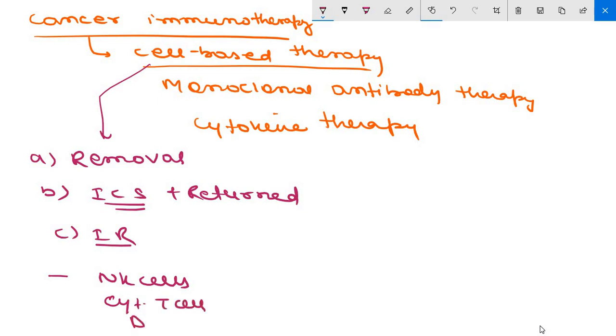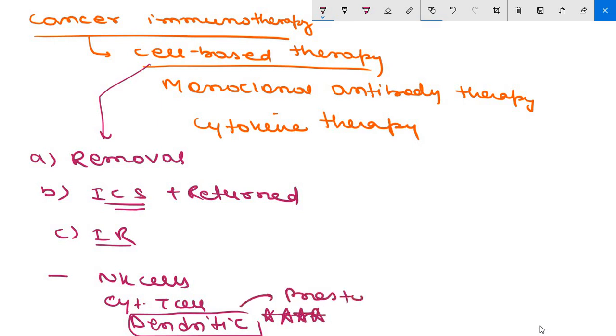Now, cell types that can be used in cancer vaccine include NK cells, cytotoxic T cells, as well as dendritic cells. The only cell-based therapy currently approved for use is dendritic cell therapy. This is very important. This is used for prostate cancer. Clear?